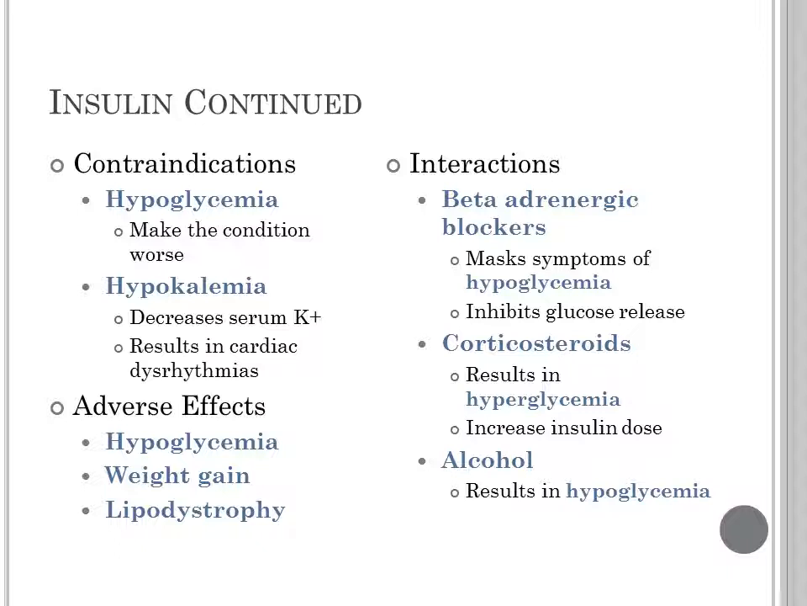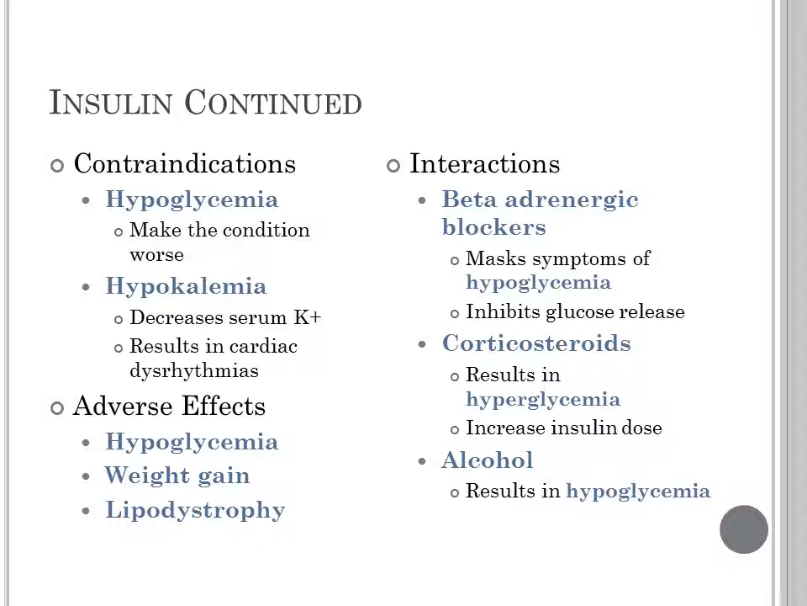The next contraindication would be hypoglycemia, because if you give insulin when the blood sugar is low, it's going to make that condition worse. And then the next one would be hypokalemia. If we can use insulin to bring down a potassium level, it should make sense that if that potassium level is already too low, giving insulin will just decrease the potassium level further. And again, that results in cardiac dysrhythmias. So that's no good.